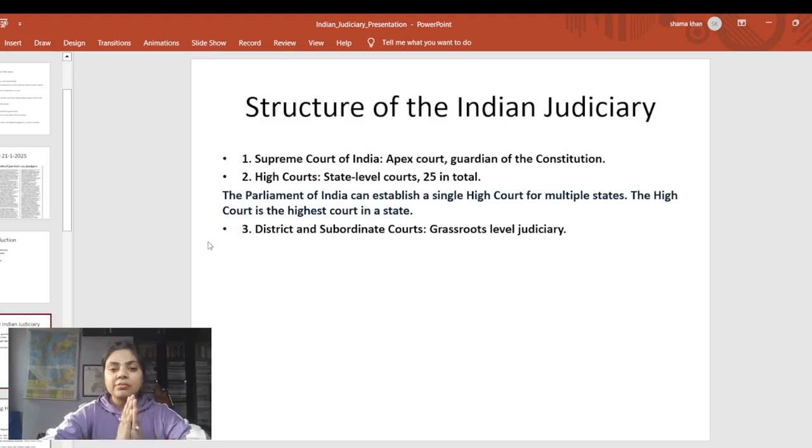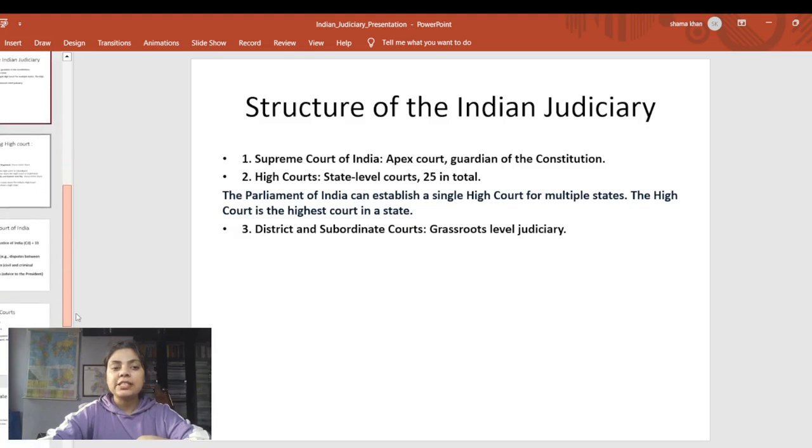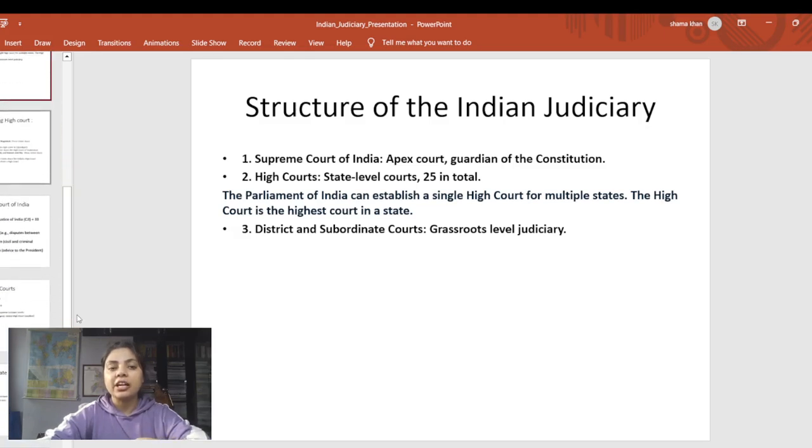And the third layer we can see is the district and subordinate court. So I request you all to look into which state is sharing a border with a high court state. Just draw a map of India, and draw the map of the state in which the high court is, and the state which is sharing its border with it.